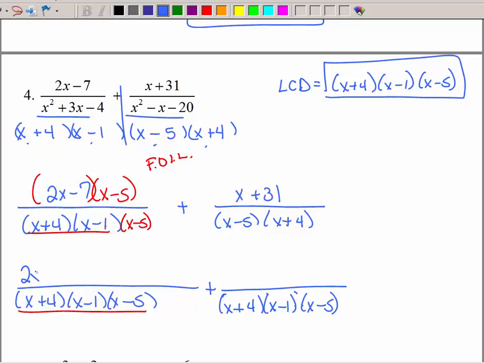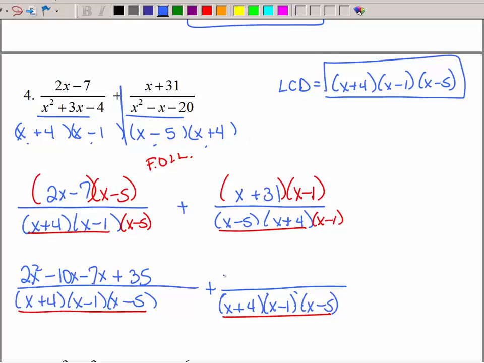That's going to be 2x squared minus 10x minus 7x plus 35. Here, comparing the old to the new, I need to multiply by x minus 1. So again, I'm FOILing. Now I'm going to write down that denominator.